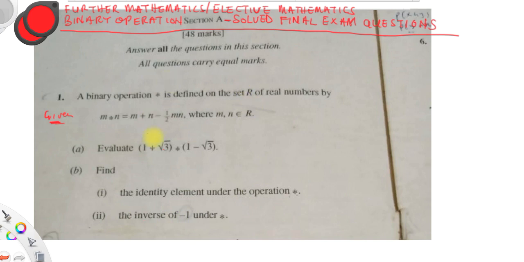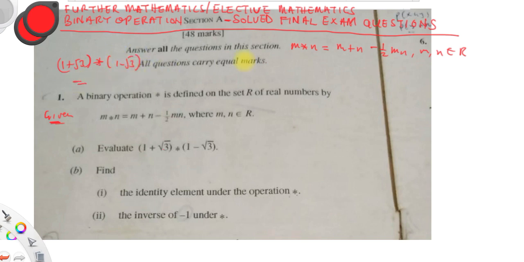So let us come up here. In fact, you need more space. Given this, let us write the question. You have m star n is equal to m plus n minus 1 over 2 mn, where m, n belong to the set of real numbers. We are asked to find 1 plus square root of 3, bracket, star, 1 minus square root of 3. This is what we have to find.